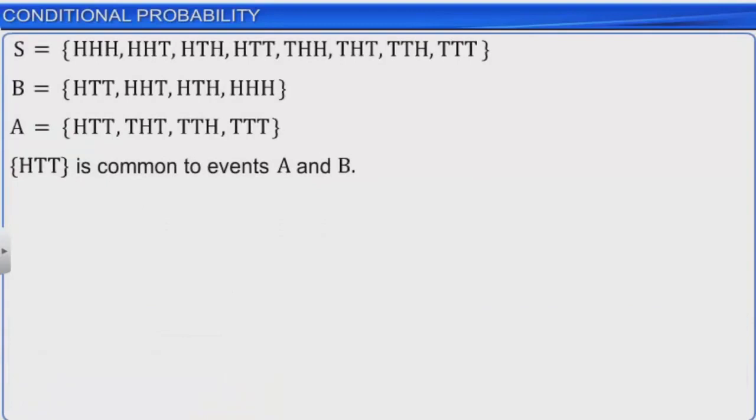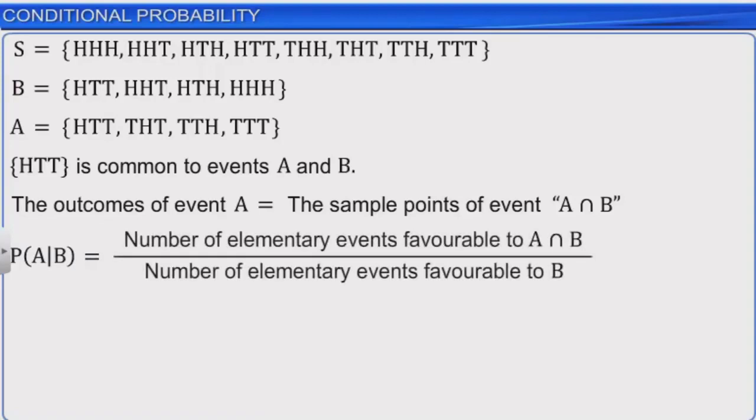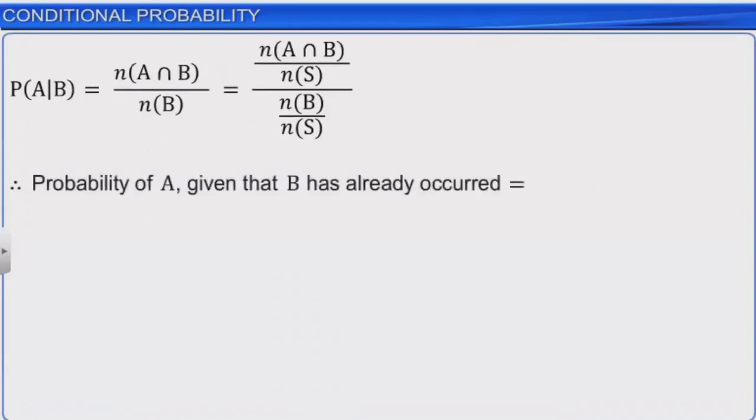Observe that the sample point of event A, given that event B has already occurred, is common to both event A as well as event B. Or, the outcomes of event A are the sample points of event A intersection B. Thus, the conditional probability of A given B can also be written as the number of elementary events favorable to event A intersection B divided by the number of elementary events favorable to event B. This is equal to the cardinal number of A intersection B divided by the cardinal number of B. On dividing the numerator and the denominator by the cardinal number of S, we get the probability of event A intersection B divided by the probability of event B.